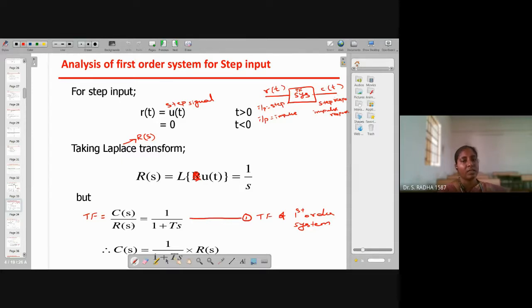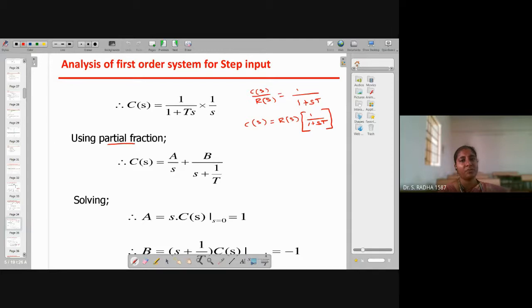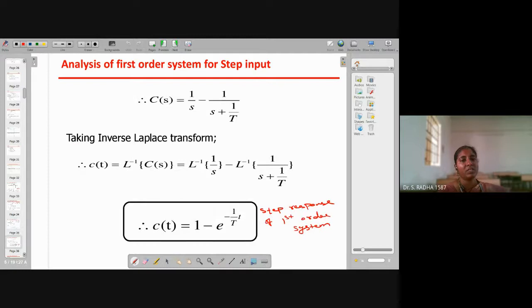For that, equation 1 is C(s) by R(s) equal to 1 by 1 plus Ts. If I want C(s), I shift R(s) to the right side, and it becomes R(s) into 1 by 1 plus Ts. We substitute the R(s) value, which is 1 by s, apply partial fraction to get the constants A and B, and then apply the standard inverse Laplace transform. Then we have 1 minus e power minus t by capital T.